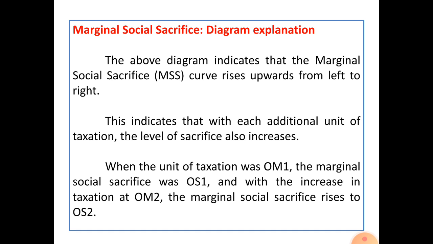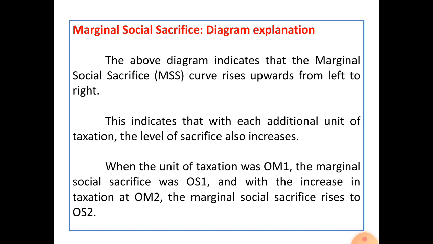That is the diagrammatical explanation. The above diagram indicates that the marginal social sacrifice curve rises upwards from left to right. This indicates that with each additional unit of taxation, the level of sacrifice has also increased. Whenever the additional unit of tax is increased, the level of sacrifice also increases.